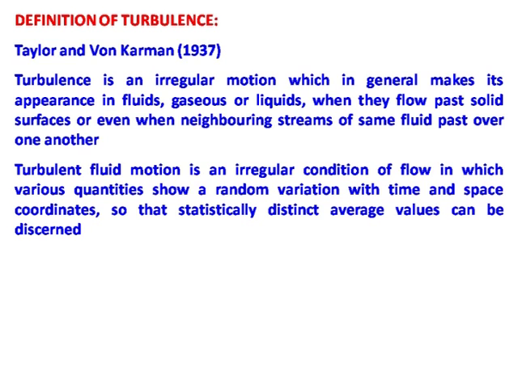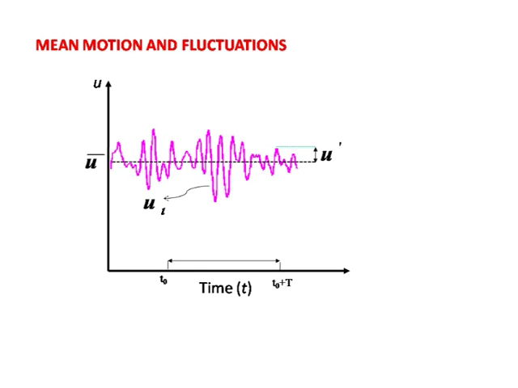So, we redefined it in a way that whenever the word random comes, I can take recourse to statistics. That is what we did. We said that if I have a velocity distribution varying with time, remember this is for steady flow, in mean steady flow, that is, my u bar does not vary with time. So, I have the fluctuating component u prime and the mean velocity u bar.